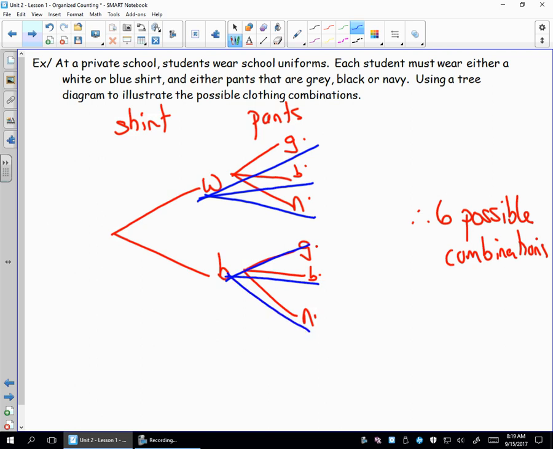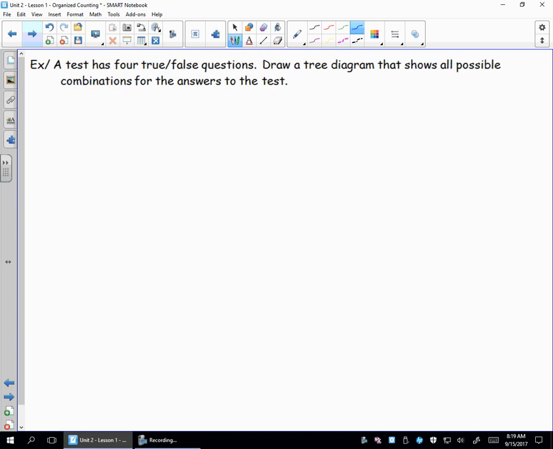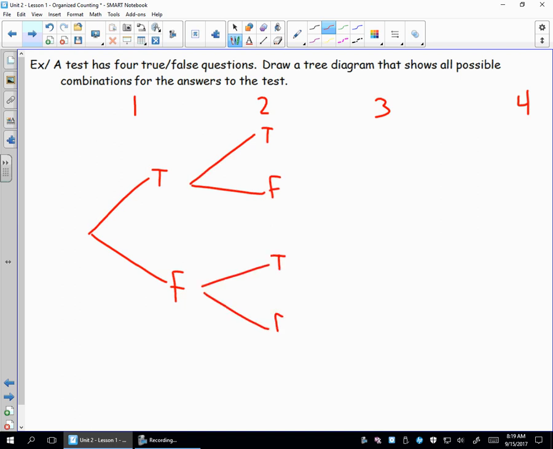Okay, let's try another one. A test has 4 true or false questions. Draw a tree diagram that shows all possible combinations. So what are the stages? We've got to answer question number 1, then question number 2, then question number 3, and then question number 4. Question 1 could be answered as either true or false. Question 2 could be answered as either true or false. And it doesn't matter what we did the first time, we have both options the second time. These would be independent events. Each branch, you start all over again.